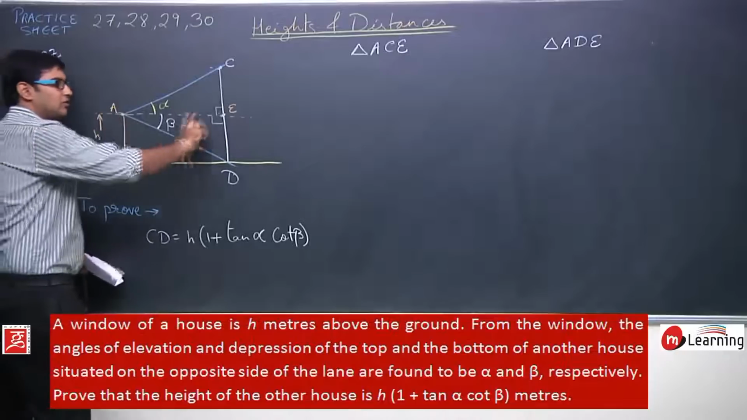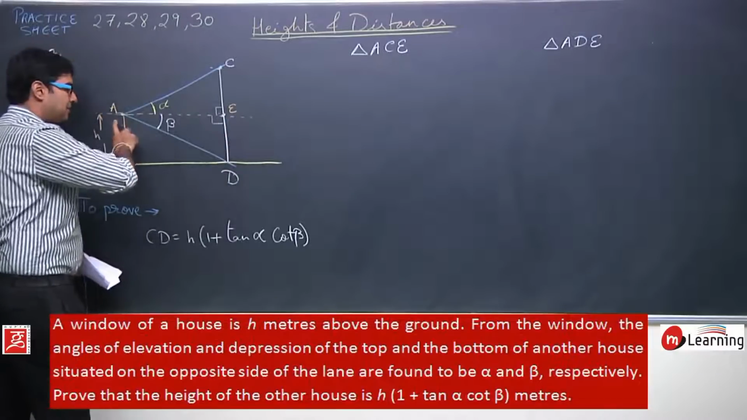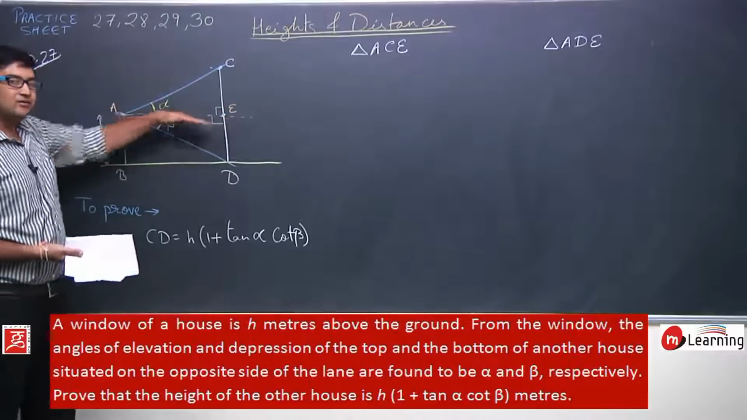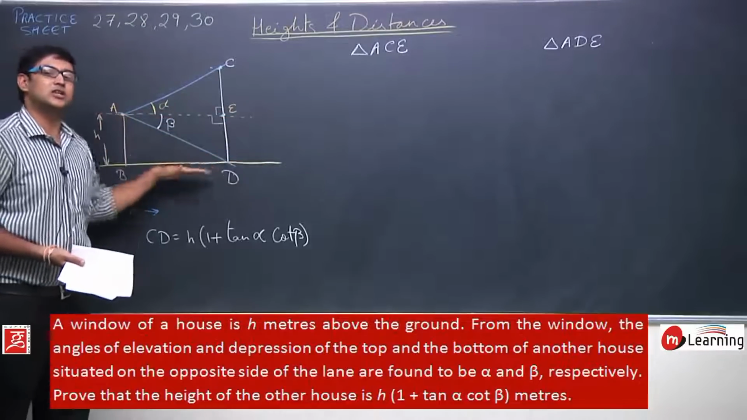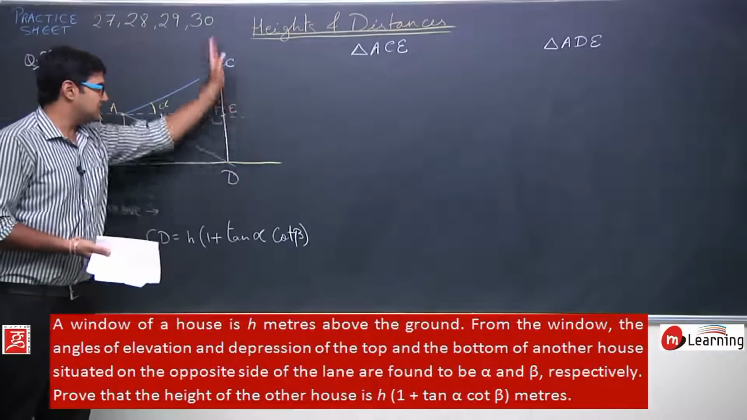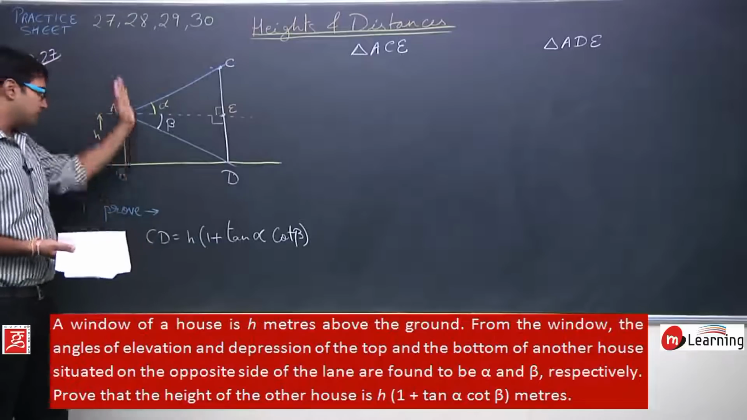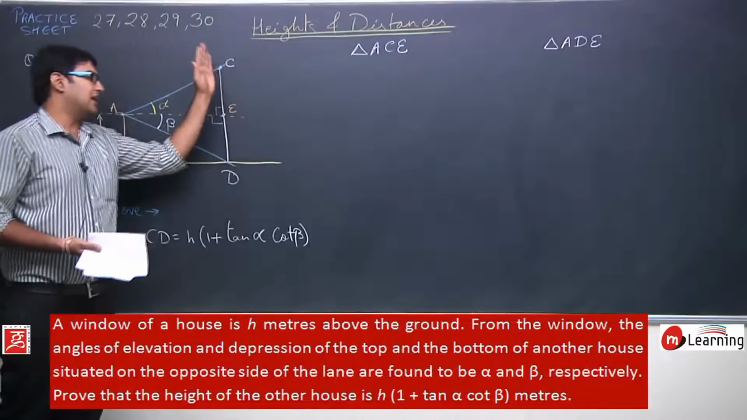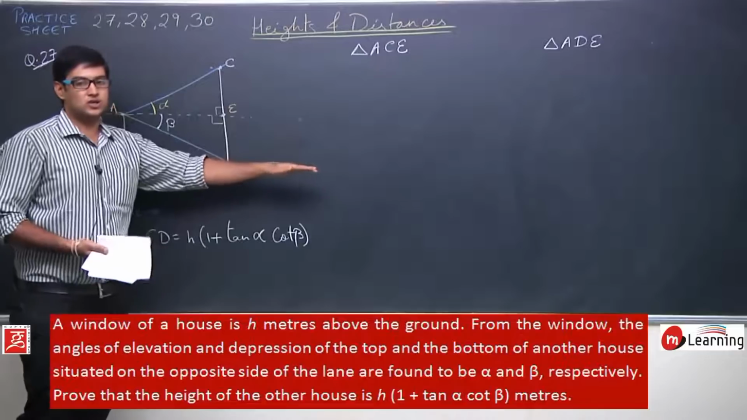represents H. So what is this ED? This AB and ED will be equal. Why? Because this is a line which is parallel to the horizontal. And this CD and AB are also parallel. Why? Because this is perpendicular to this horizontal and this CD is also perpendicular to this horizontal.